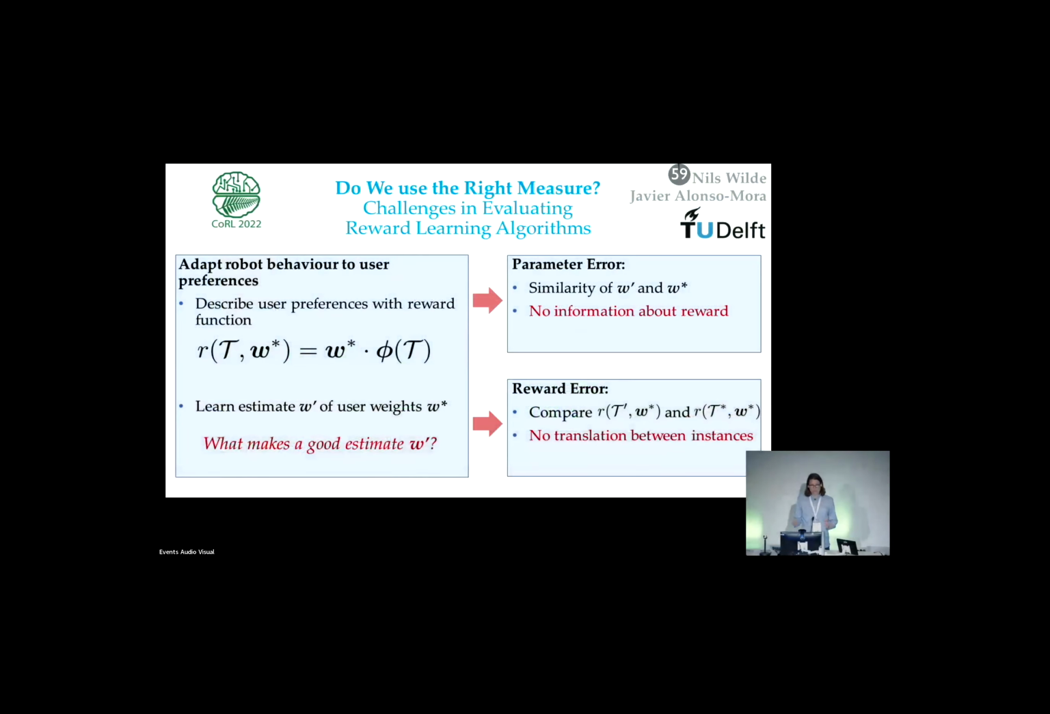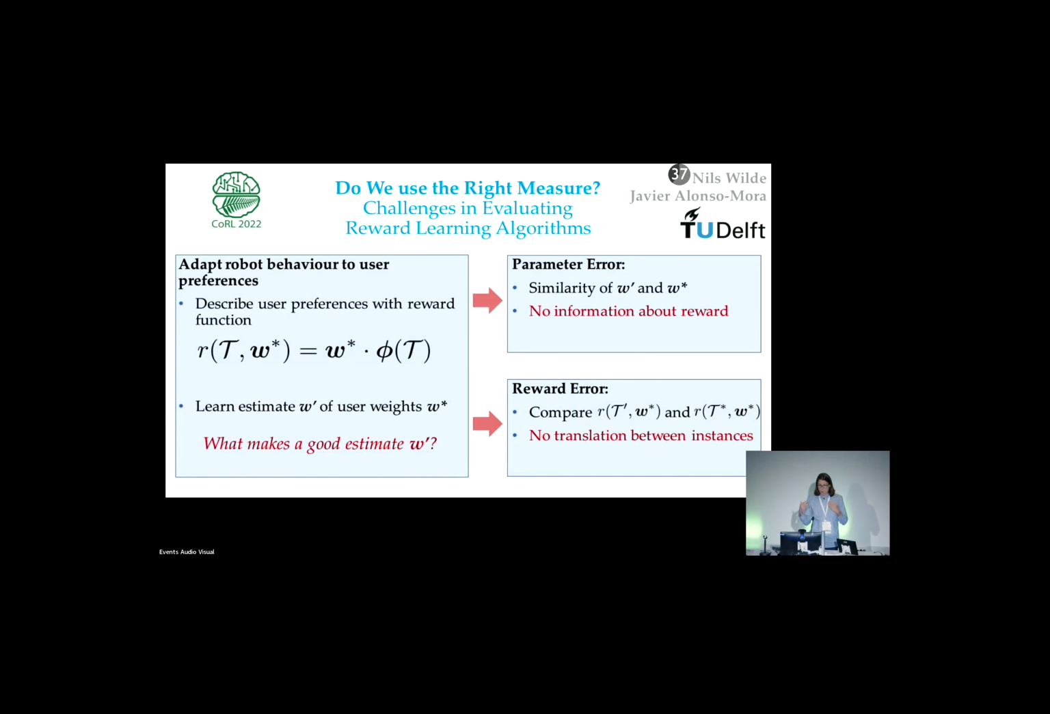Yeah, hi. In our paper, we asked the question, do we use the right measure? So in human-robot interaction, we want to adapt robot behavior to user preferences. To that end, we often describe user preferences with a linear reward function, where we have some user-specific weights, which then balance the features of a robot trajectory. The goal is then to learn an estimate of that user-specific weight.